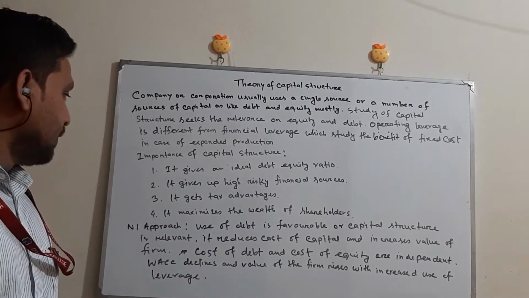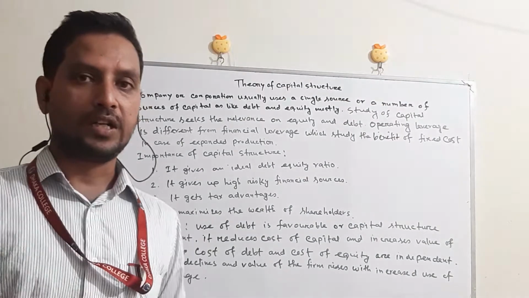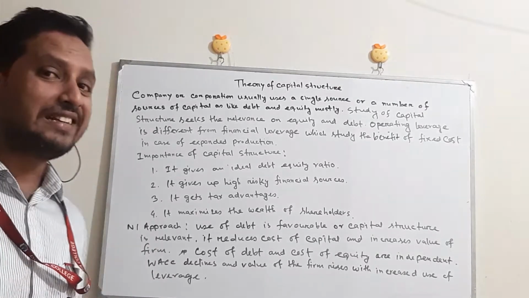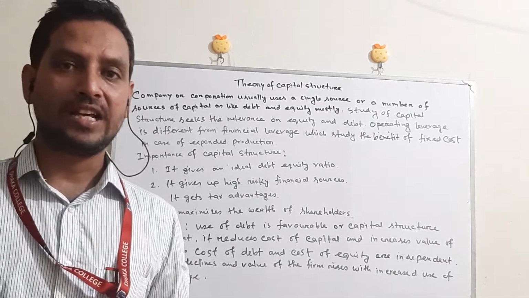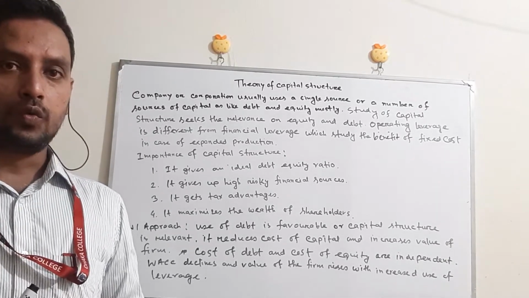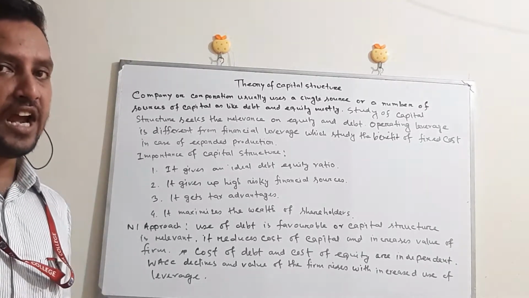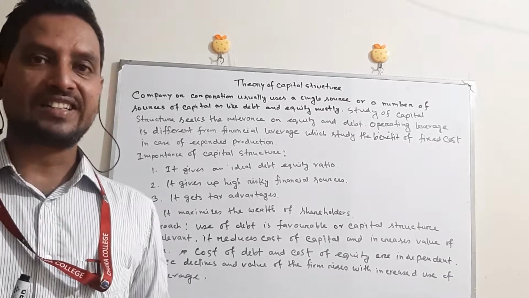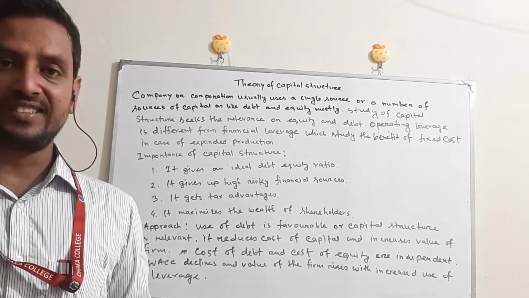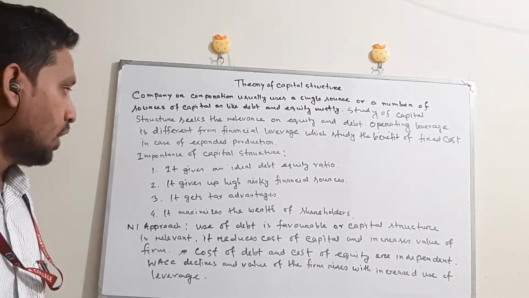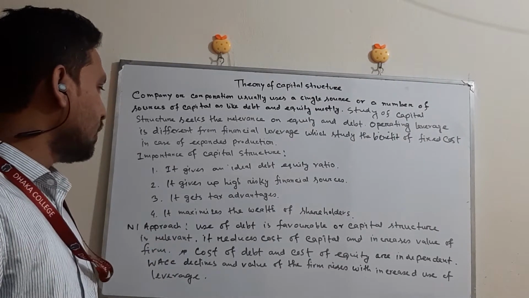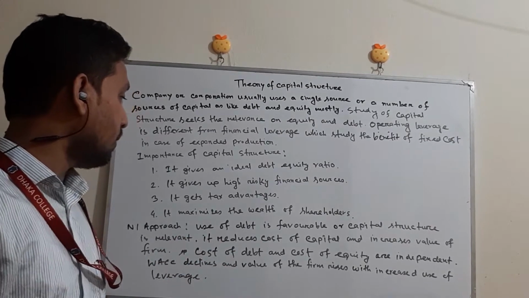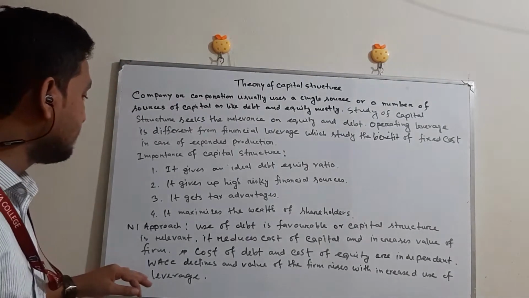Okay, we know, dear students, that David Durand identifies two extreme views. One is the NI approach and the second one is the NOI approach. Today we are discussing the NI approach. What is said in the NI approach? The net income approach says that the use of debt is favorable, or capital structure is relevant.